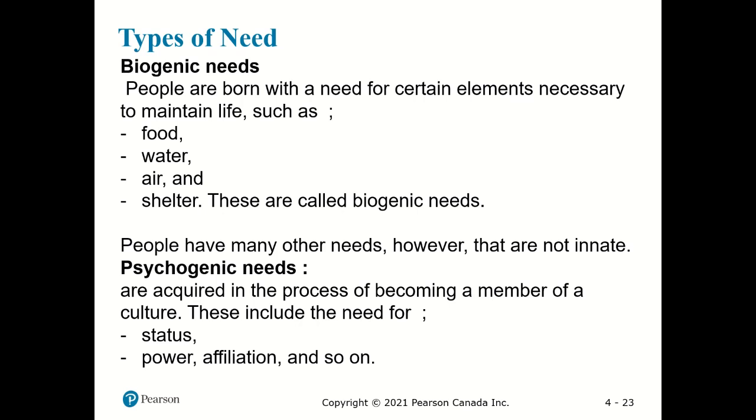Biogenic needs. People are born with the need for certain elements necessary to maintain their life. Food, water, air, shelter. These are called biogenic needs. And people have many other needs, however, they are not innate. That is, the psychogenic needs are acquired in the process of becoming a member of a culture. These include the need for status, need for power and affiliation, and so on.